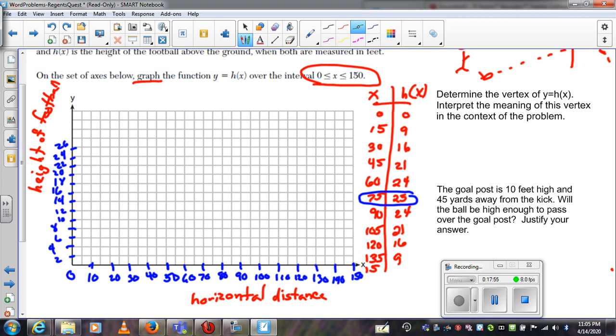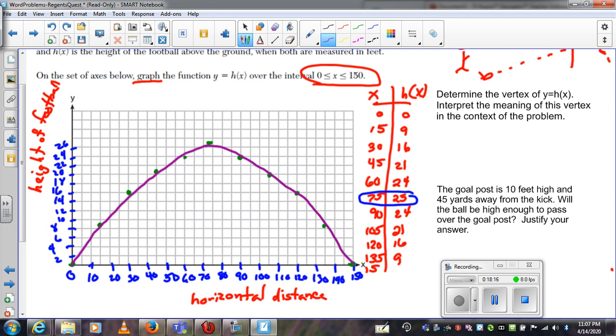So now I'm just going to plot my points. So again, I'll pause the video to plot those points and we'll answer our questions. Okay, I have my points plotted. So now I'm just going to draw my parabola, trying not to make it look like a V, trying to make it look like a nice parabola, and there you go.